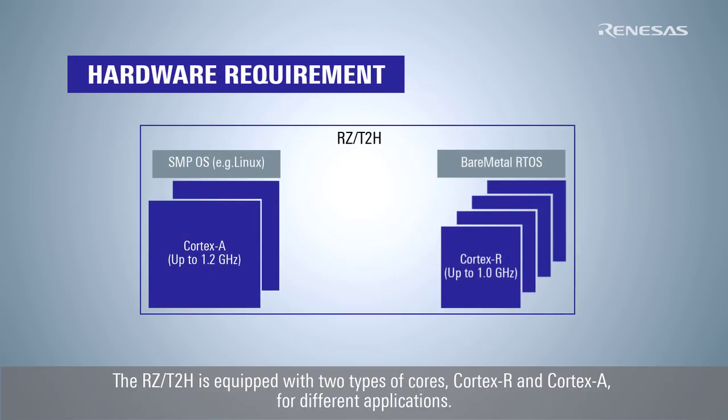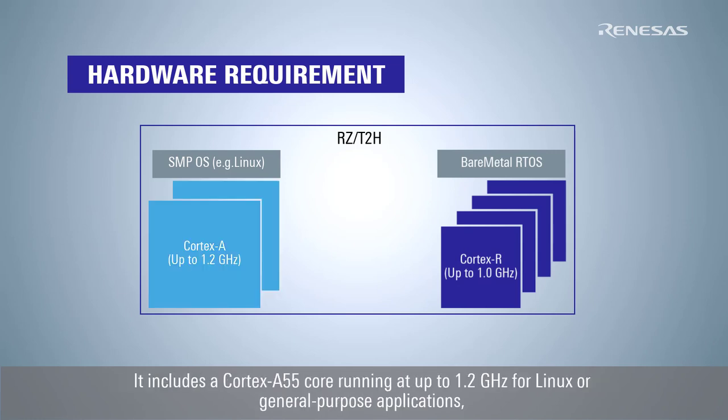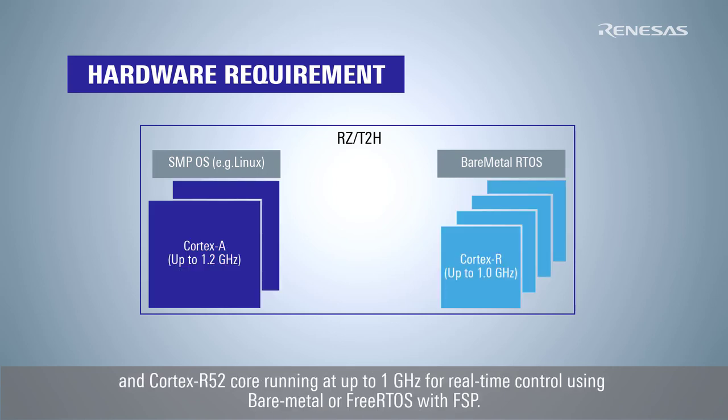The RZ T2H is equipped with two types of cores, Cortex-R and Cortex-A, for different applications. It includes a Cortex-A55 core running at up to 1.2 GHz for Linux or general-purpose applications, and a Cortex-R52 core running at up to 1 GHz for real-time control using bare metal or FreeRTOS with FSP.